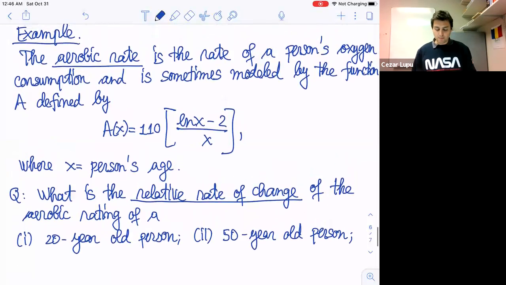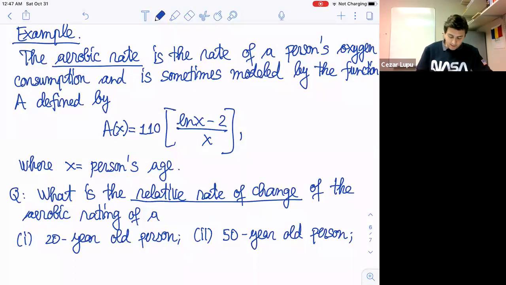All right, I want you to look at the problem. As you can see, basically, we have to compute the derivative of that function, and then we have to evaluate it. First we have to compute the derivative, then we have to use the formula for the relative rate of change, and then guess what? We have to evaluate it at x naught equals 20 and x naught equals 50. So that's the main idea of the problem. So let's see. Solution.